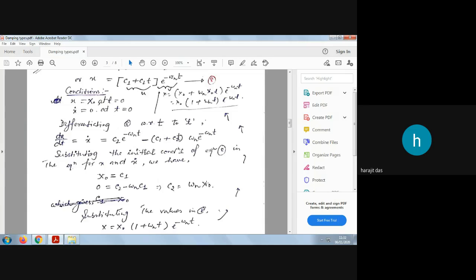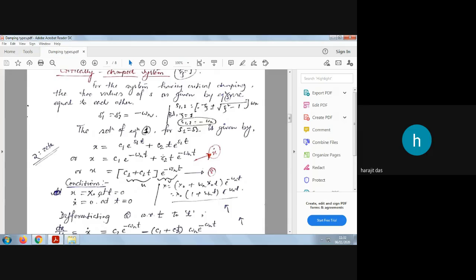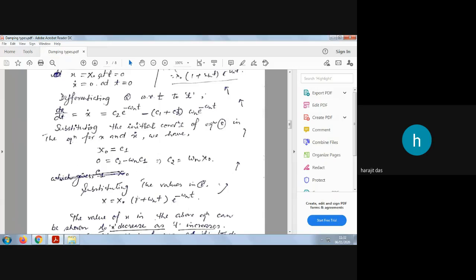Understood? Now what we will be doing is putting these values of c1 and c2 in this expression. So what was our expression? x equals c1 plus c2 t, e to the power minus omega n t. So directly we will get this expression: x equals x naught (1 plus omega n t) e to the power minus omega n t. And this expression is again aperiodic, because there are no sine cosine terms, so there will be movement only on one side of the equilibrium position. So this is not a vibratory motion, and this critical vibration is also aperiodic in motion.